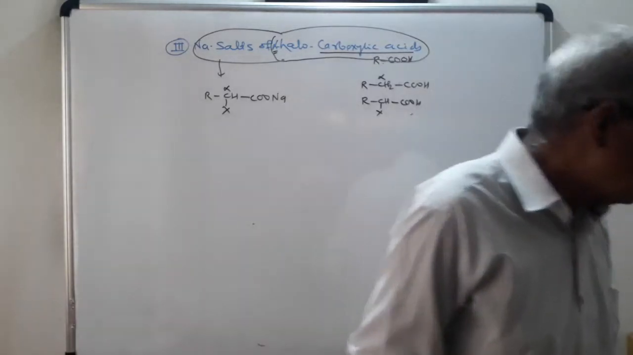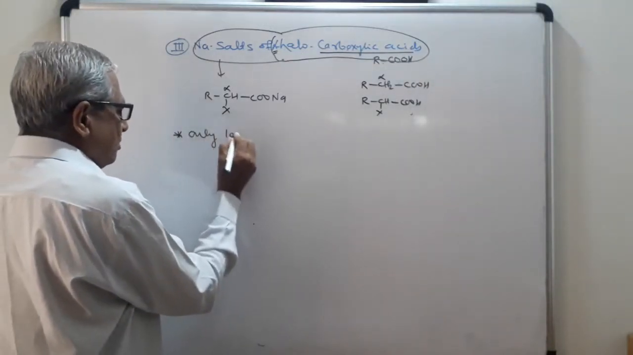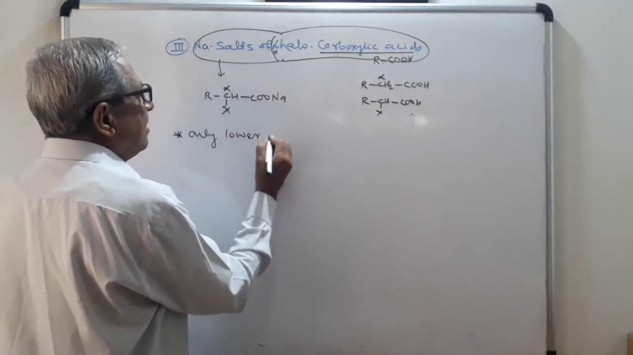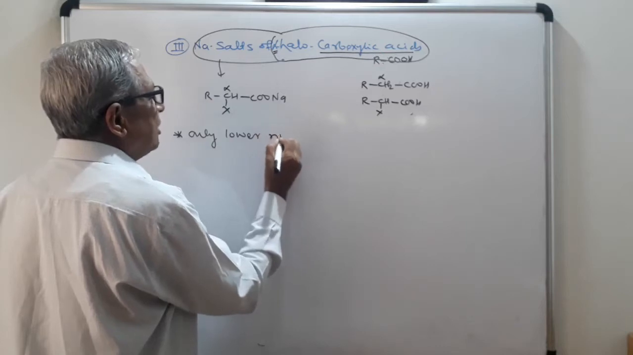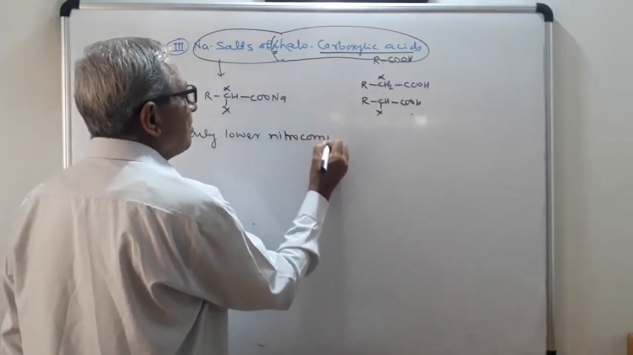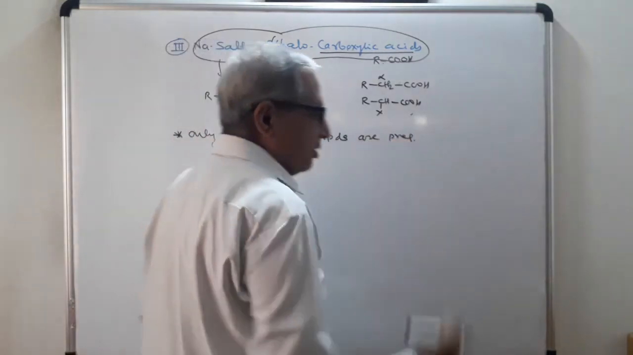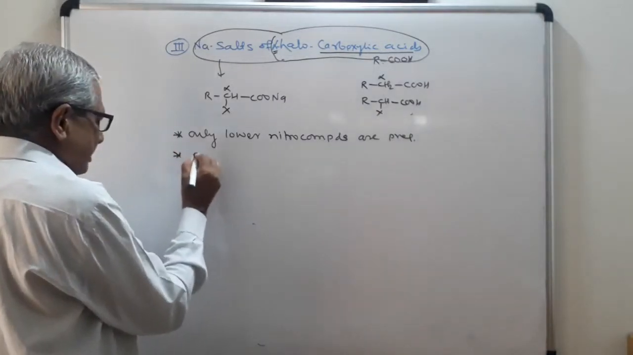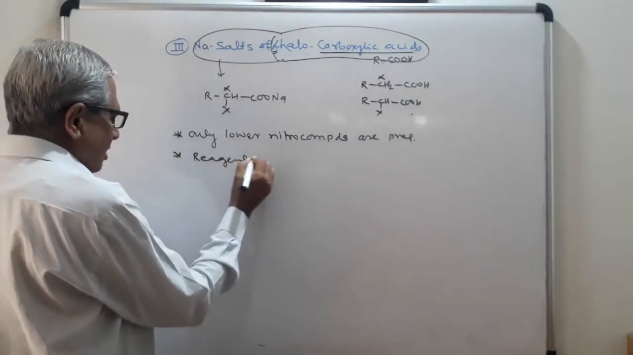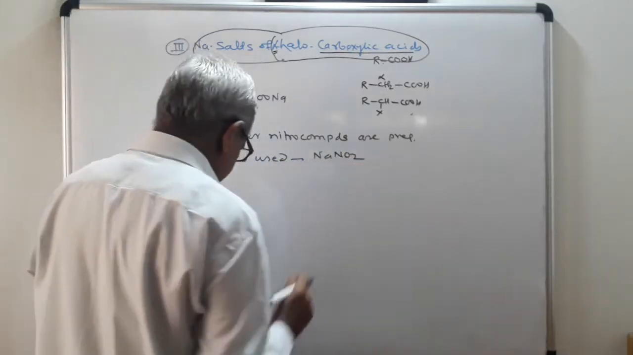Now, in this case, the most important point here is that by this method, only lower nitro compounds are prepared. That is, the compounds containing a smaller number of carbon atoms. Second important point, the reagent used for this reaction is NaNO2, sodium nitrite.